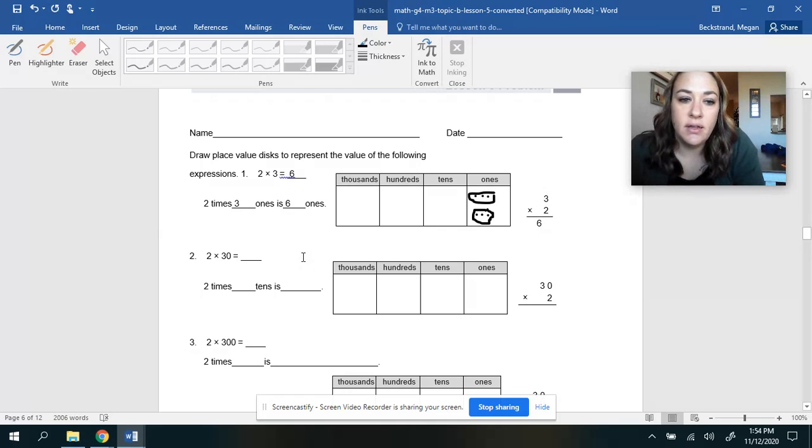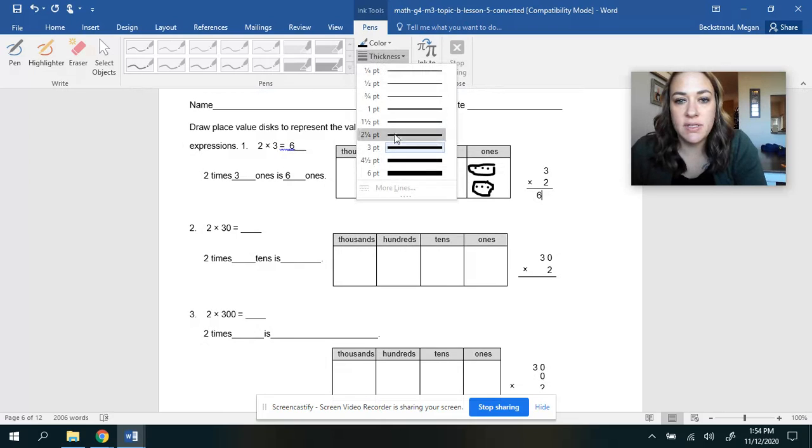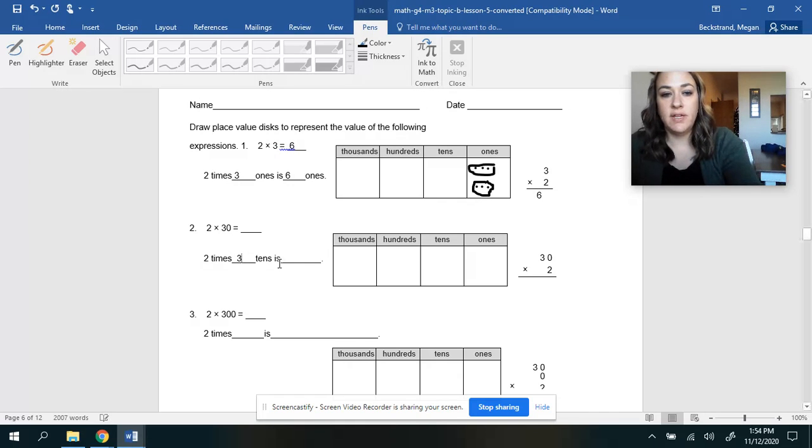Okay. And then we could do that again with our 2 times 30. This is very similar to what we just did, but different numbers. 2 times 30 would be how many tens? How many tens would make 30? 3. So we would have 2 times 3 tens. Let's see what we get.